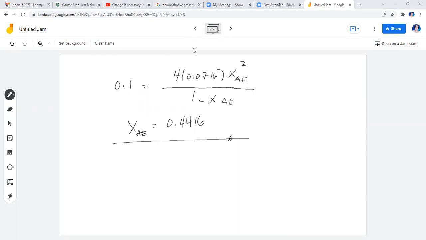1, 0.1, 0.08211. What about the others? Let me see. Who's the smartest of them all? Okay, can you write your answer there? I'll give you the answer. After a very long time, what will be the conversion of A?